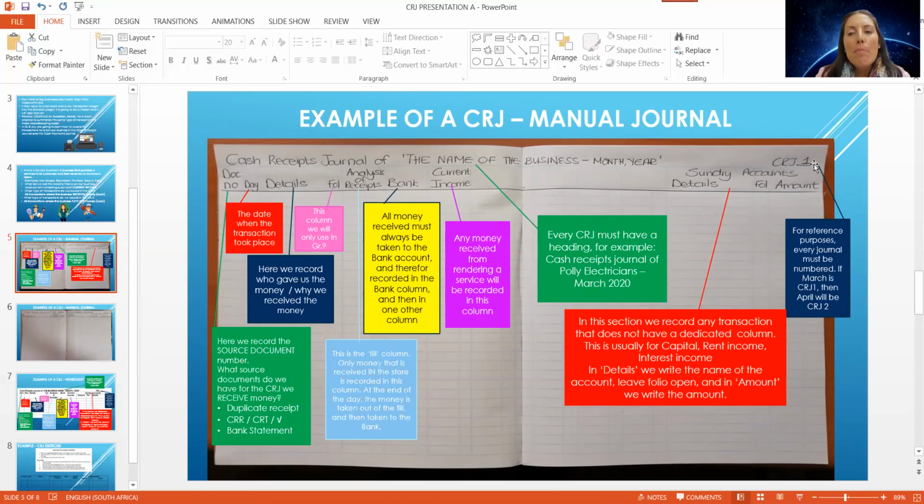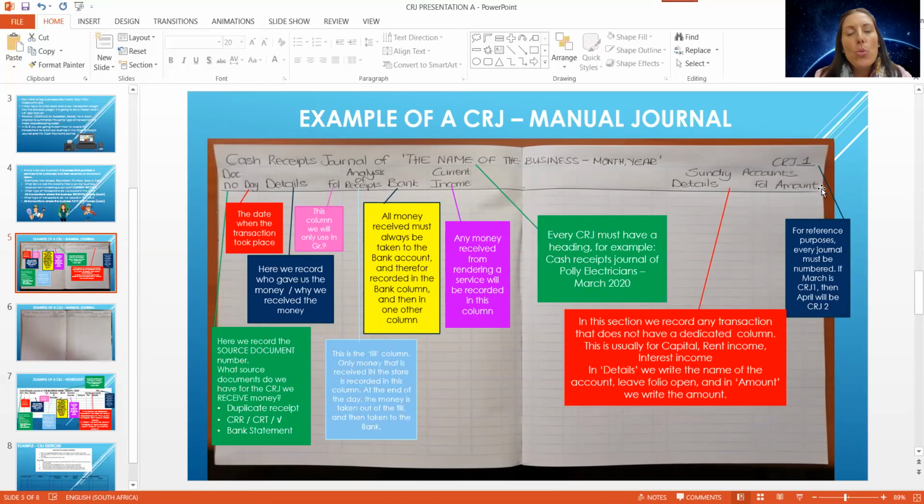You must number your journal. So this one, you can usually give any number to your journal unless it is the first month of this business trading. Then it must be a 1. We'll talk about it a little bit later when we do an actual example as well. So it's CRJ, the abbreviation for cash receipts journal, and you must number this journal.